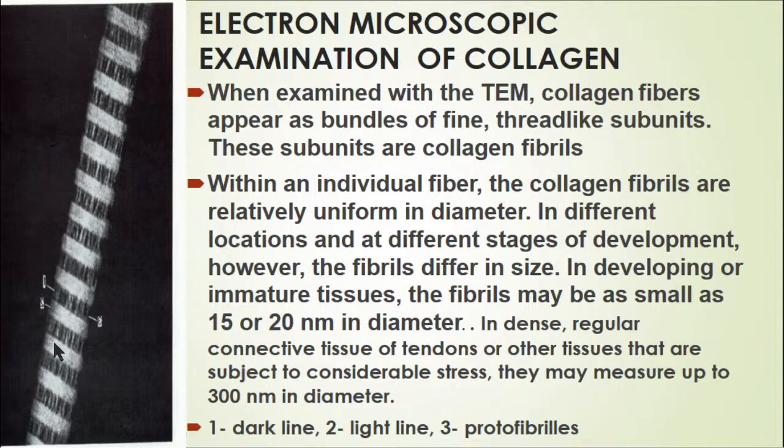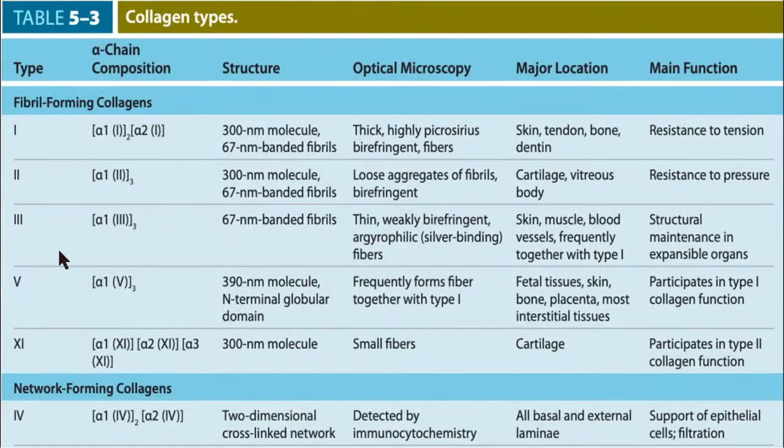This is a dark line of protofibrils. This is protofibrils, collagen protofibrils. Light line and 3 is special protofibrils. So, what is the type of collagen? Because there is a difference in the relationship between the organization of collagen molecules.